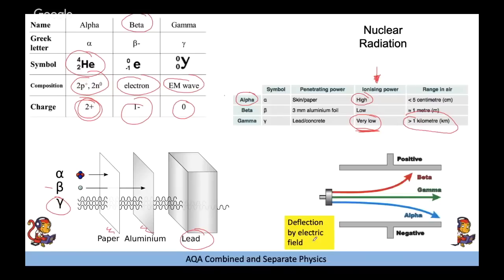Okay, now should we put them into an electric field, they will be deflected, they'll be attracted to the different charge plates. So beta particles are negative, that's why they go to the positive. Alpha particles are positively charged, so that's why they go to the negative plate. And gamma radiation, no charge, so goes straight through.